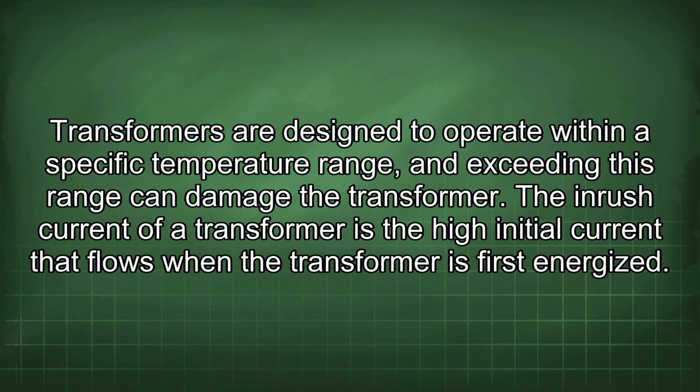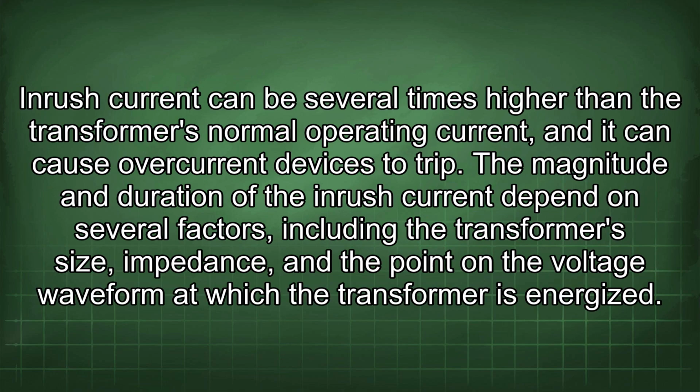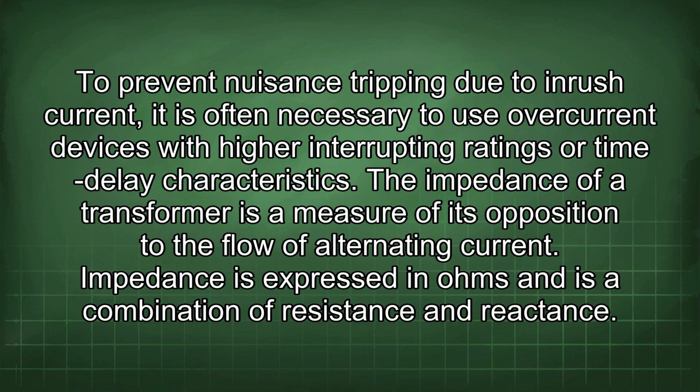The inrush current of a transformer is the high initial current that flows when the transformer is first energized. Inrush current can be several times higher than the transformer's normal operating current, and it can cause overcurrent devices to trip. The magnitude and duration of the inrush current depend on several factors, including the transformer size, impedance, and the point in the voltage waveform at which the transformer is energized.